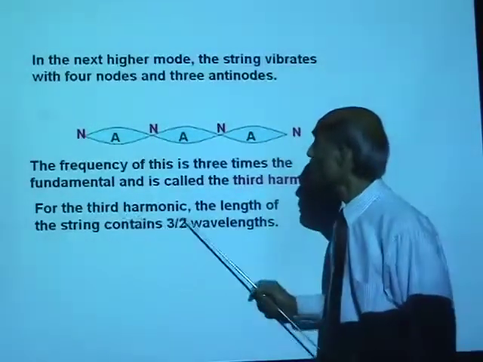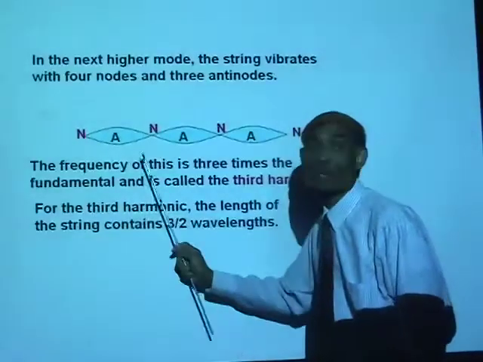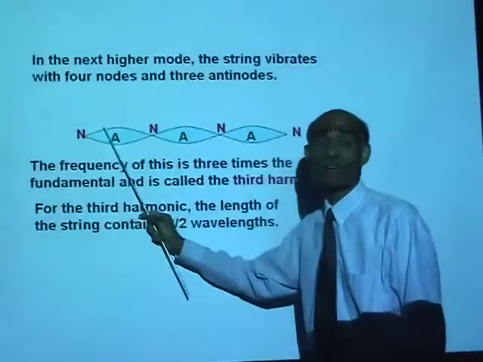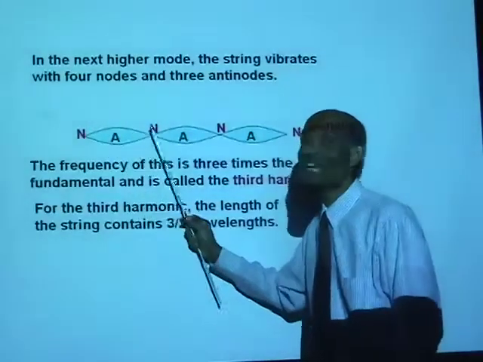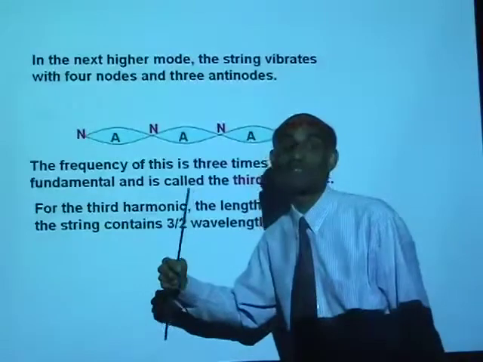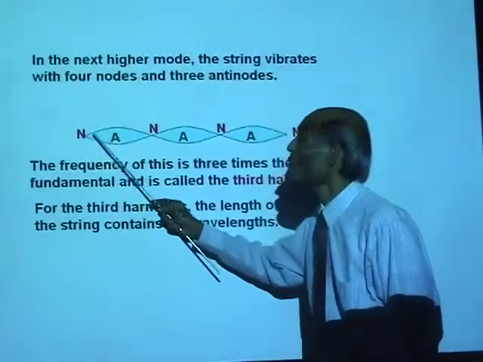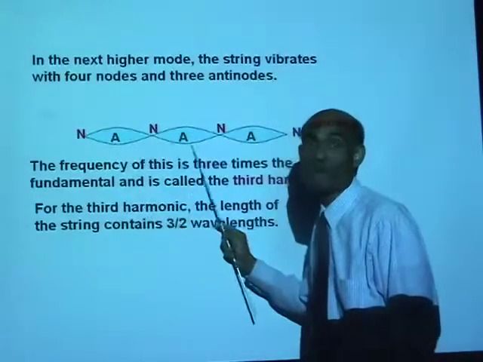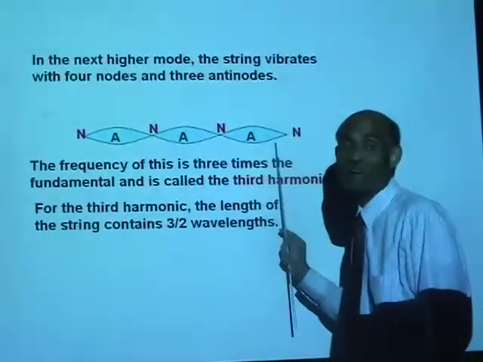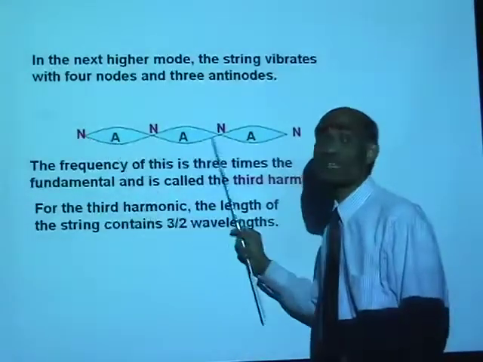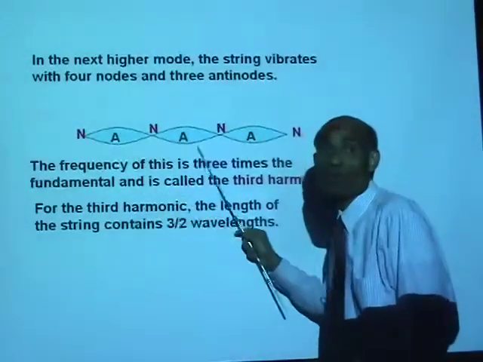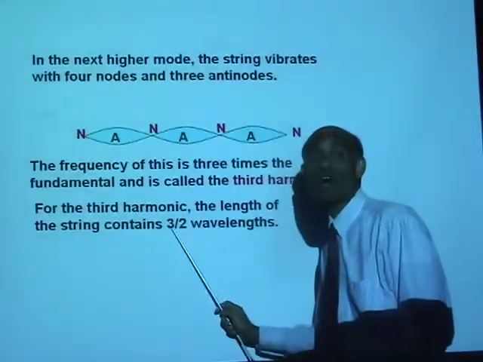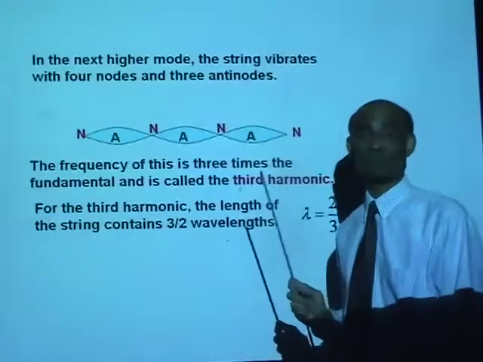Now for the third harmonic, if you notice, this is the total length of the string. The total length of the string contains how many waves? Now, one full wave is a distance between 2 alternate nodes. That is one full wave, and this is a half wave. So, the length of the string now contains a full wave and a half wave. In other words, it contains 3/2 wavelengths.